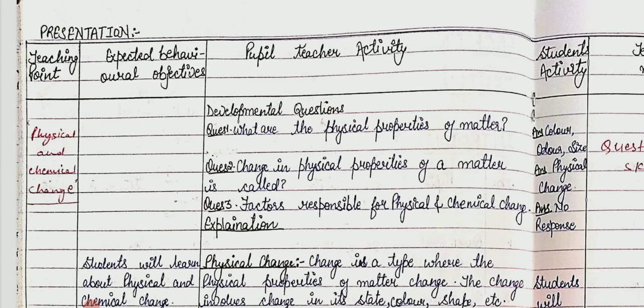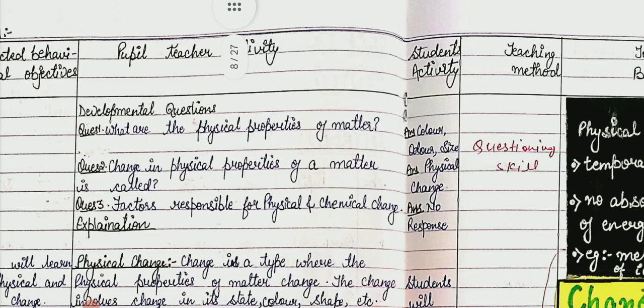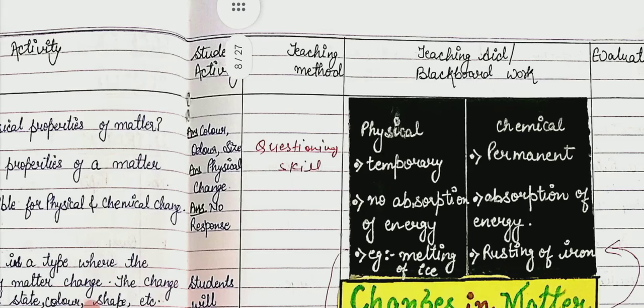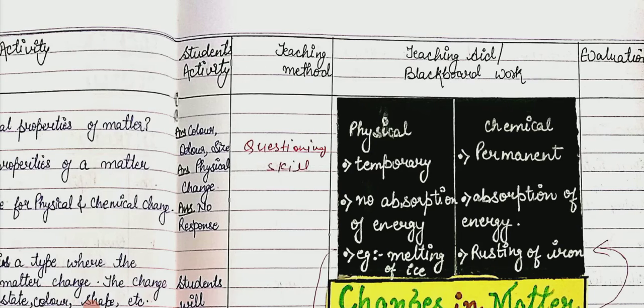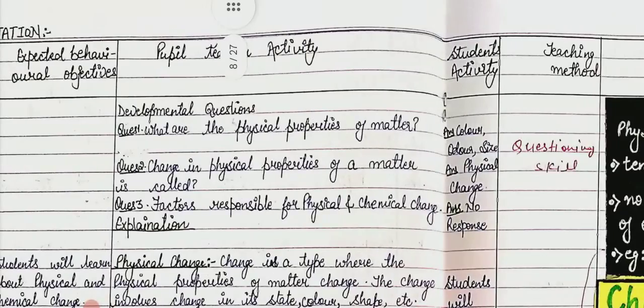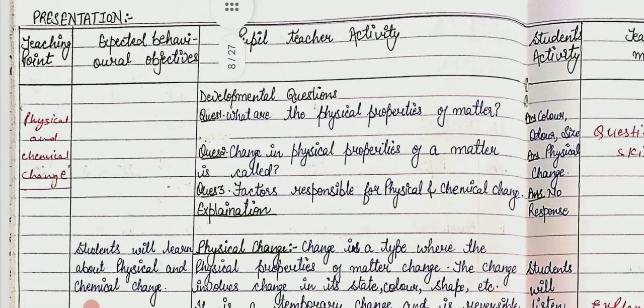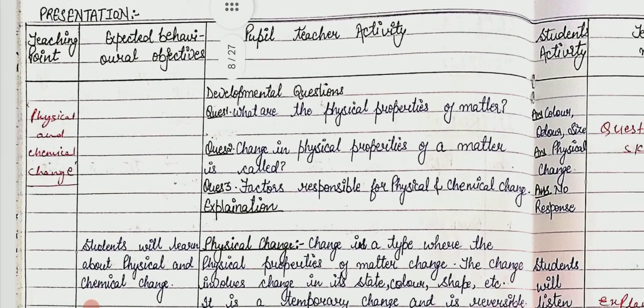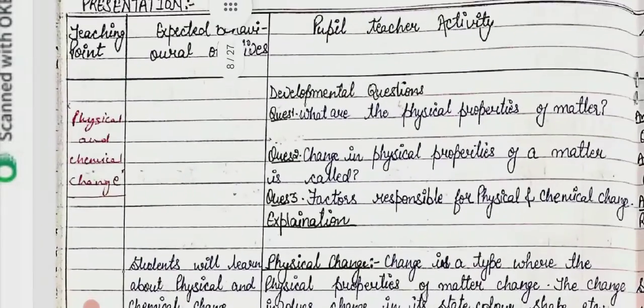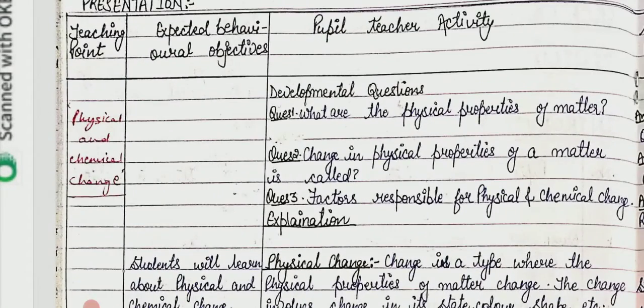Second, expected behavioral objectives. Third, pupil teacher activity. Next is students activity. Next, teaching method. Next, teaching aids or blackboard work. And the last column is evaluation. Now we start our presentation. First, we note our topic's name in our teaching point column, physical and chemical change.